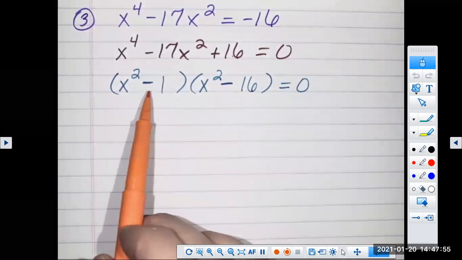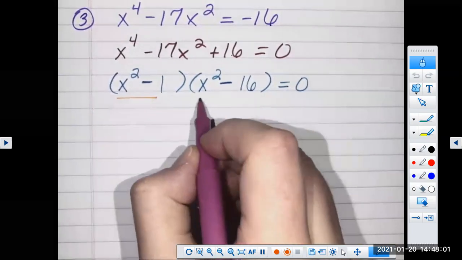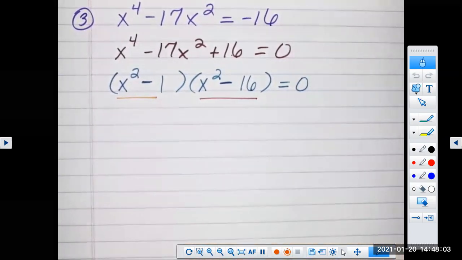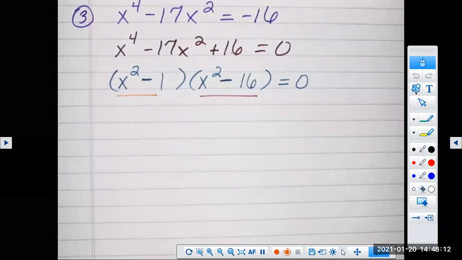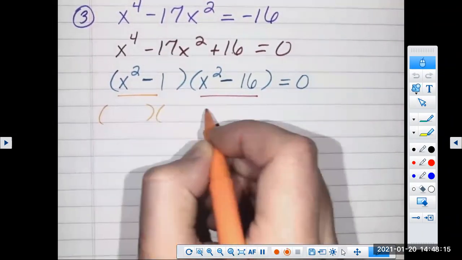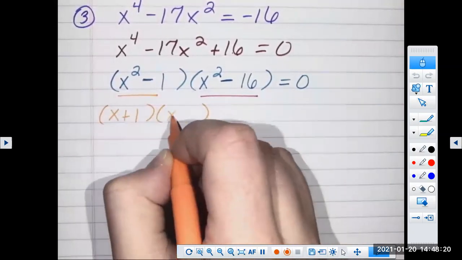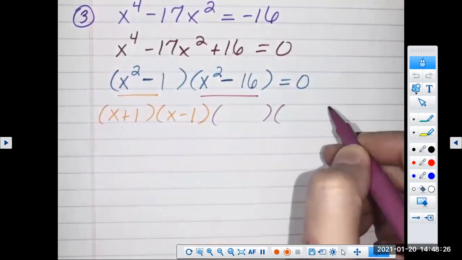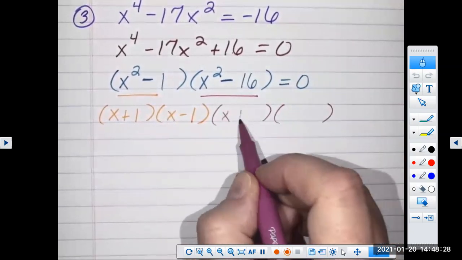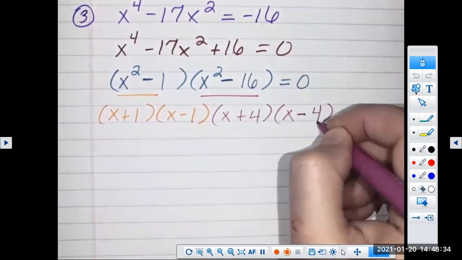Always check and make sure it won't keep factoring, and both of these will. This will keep factoring as well as this. Can you tell me what's special about x squared minus 1 and x squared minus 16? Good, that's difference of squares. So x squared minus 1 will factor into x plus 1, x minus 1. Difference of squares will always have different signs. So one's x plus, one's x minus, and then you take the square root of that number. So square root of 16 is 4.